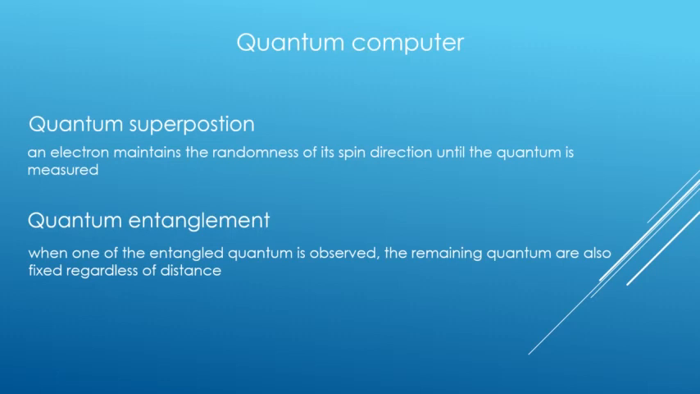Quantum computers use two properties of quantum mechanics. These are quantum superposition and quantum entanglement. Quantum superposition is that an electron maintains the randomness of its spin direction until the quantum is measured, and quantum entanglement is that when one of the entangled quanta is observed, the remaining quanta are also fixed regardless of distance.